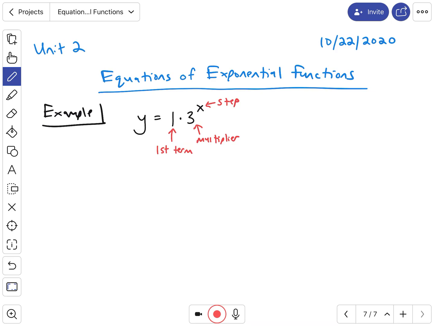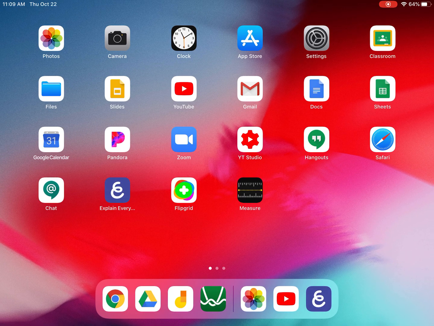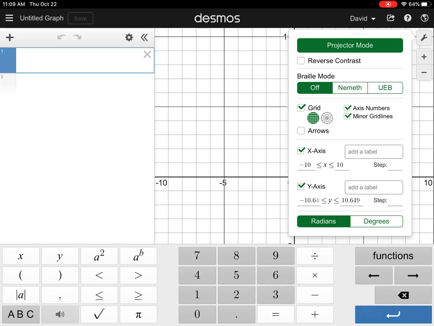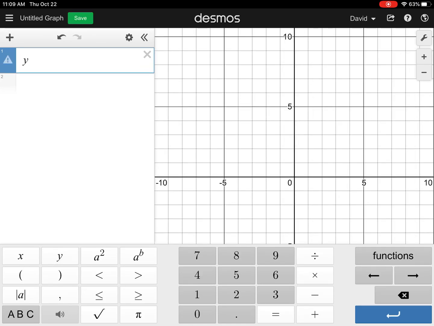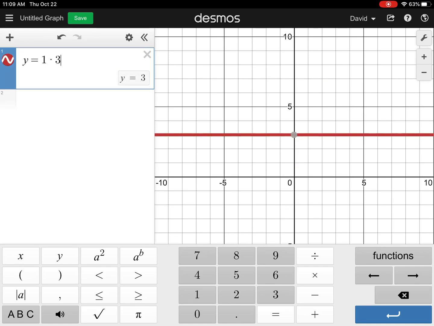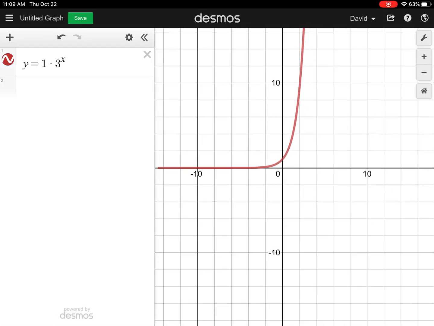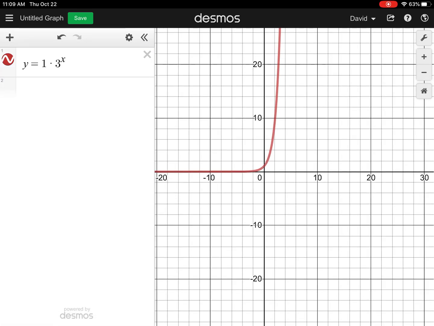And again, the important thing is why this is significant, because once you have the equation of this function, you could actually write it in Desmos if you wanted. Y equals 1 times 3 to the x. Well, actually, I gotta make this. I'm gonna click this a to the b power button and then raise it to the x. So this is the exponential function that you did.